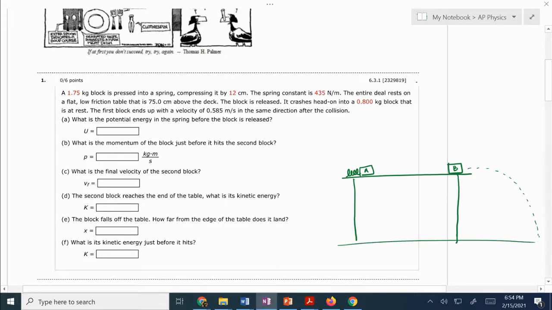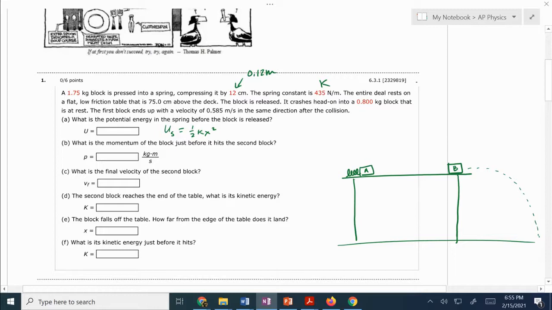So let's see here. A couple of hints. First up, what is the potential energy stored in the spring? It's elastic energy, so it's just 1/2 kx squared. Pretty straightforward. Just make sure that x is really in meters, not centimeters, when you put it in. Here's your k.